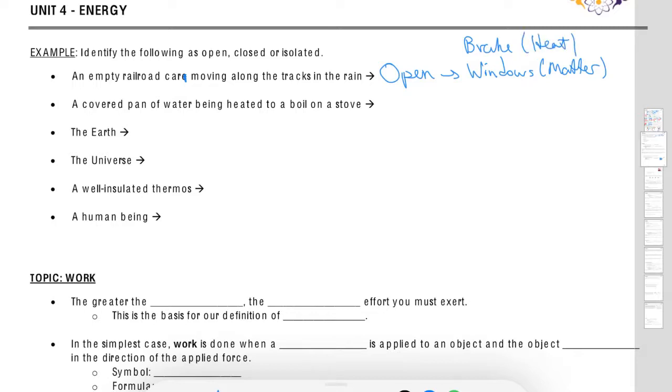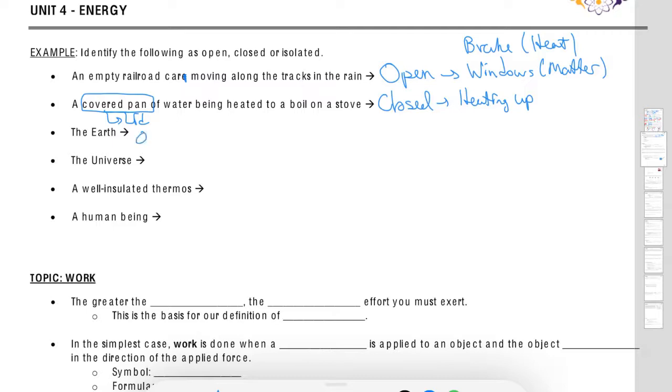All right. Now, a covered pan of water being heated to a boil on a stove. Again, we're going to assume we're not going to remove the lid, so this would be a closed system. We're heating it up, so there's our energy. And because we have a covered pan, that means a lid, so we can't put stuff in.